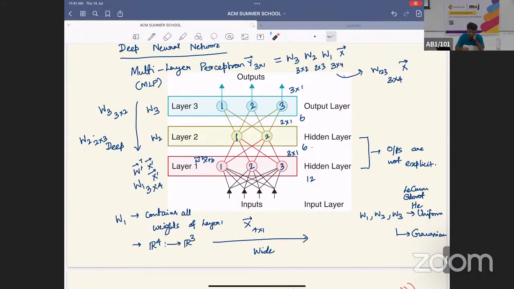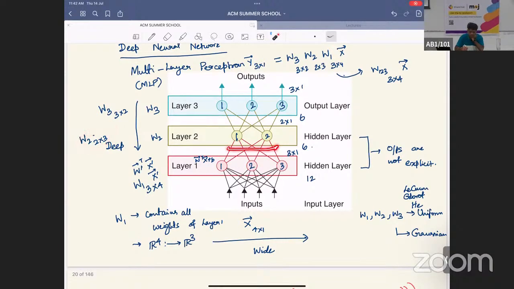Because I want 2 outputs, but each neuron receives 3 inputs, as 3 neurons are in the previous layer. So then it is 2 cross 3. This will multiply all the inputs coming out of the first layer and then produce a 2 cross 1 vector, which would be the output of these 2 neurons in the second layer. Everyone understood this representation? Yeah. So implicitly we are assuming that the bias term is inside that. Okay.